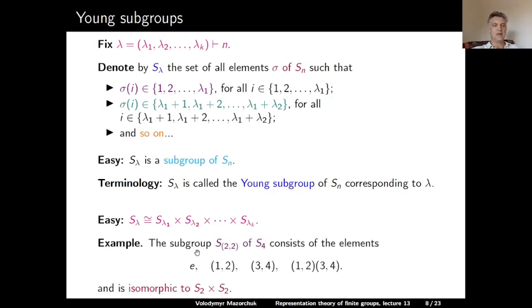So for example, the subgroup S2 of S4 consists exactly of the following elements. We have the identity, we can permute 1 and 2, so we have the transposition (1 2).